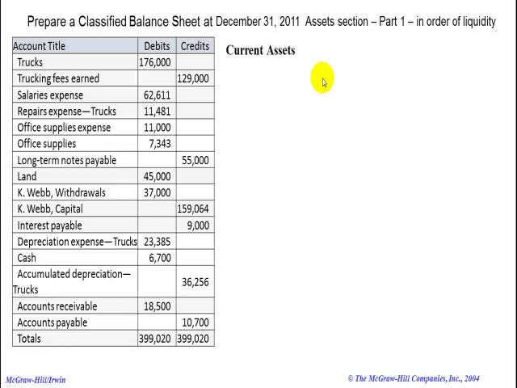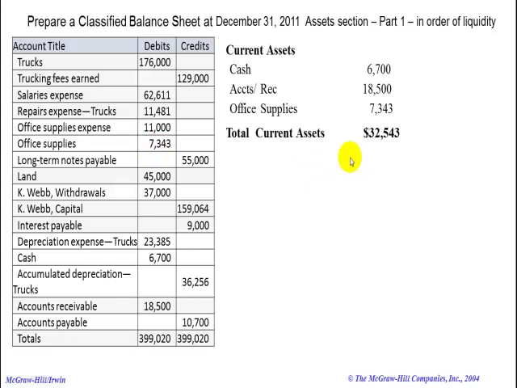Start with the current assets, and again, these are in order of liquidity. From this list, we're going to have cash of 6,700. That's the first one. That's the first and most liquid asset, followed by accounts receivable, 18,500, followed by office supplies, which are right there, 7,343. That gives us total current assets of 32,543. Then we'll go on to plant assets, which would be trucks of 176, minus the cumulative depreciation on the trucks, which is 36,256, which is right here.